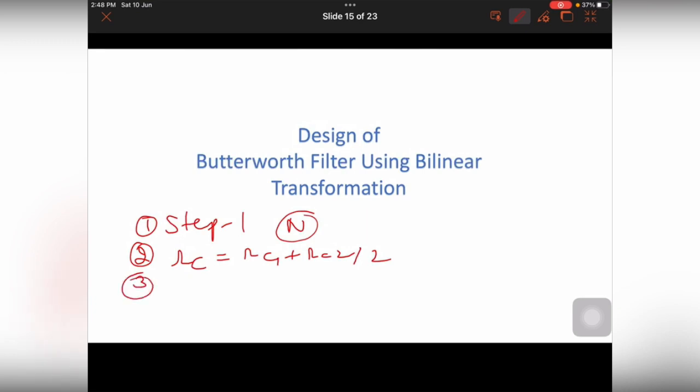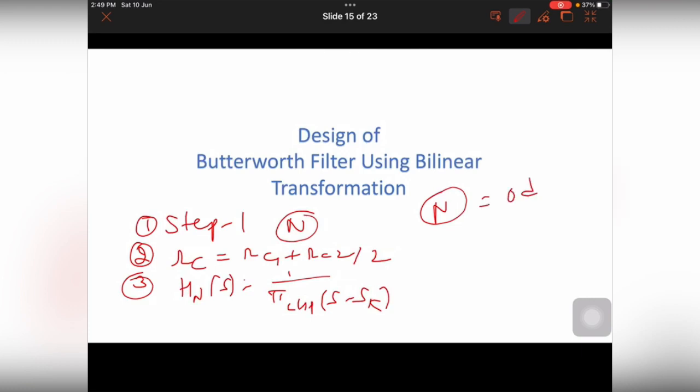What is step 3? In step 3, we find the normalized transfer function Hn of s, which is nothing but 1 upon the product of (s minus sk). How do we calculate the Butterworth polynomials? We know that it depends on the value of n. Whether n is an odd number or an even number, based on the condition we can calculate the Butterworth polynomials sk, and we find Hn of s, that is your normalized system transfer function.